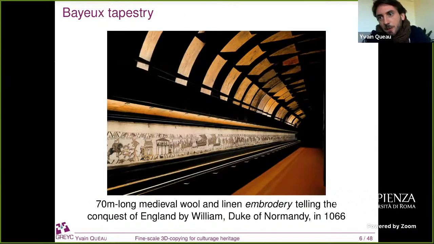In particular, because we are in Caen, we are very much interested in the Bayeux Tapestry. So what is the Bayeux Tapestry? Actually it's not a tapestry, it's an embroidery, which was made in the 11th century. It's a 70 meters long embroidery made of wool and linen, which tells the story of the conquest of England by William, who was the Duke of Normandy, in 1066.